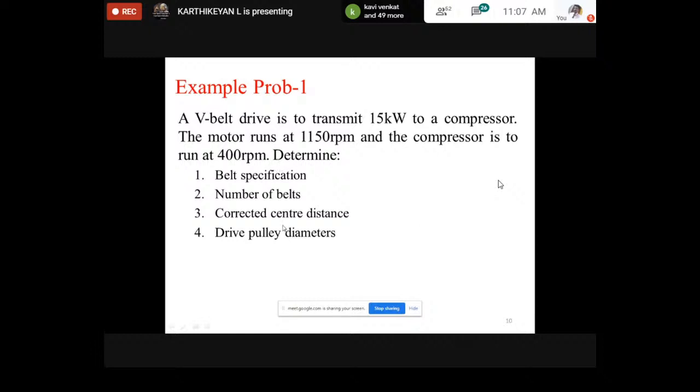Now we have 4 objectives. The first objective is to determine the belt specifications, the second objective is the number of belts, the third one is the corrected center distance, and the fourth one is the drive pulley diameters. In this problem, we won't consider the pulley tensions or belt tensions, so we are going to limit our steps to 5 or 6.